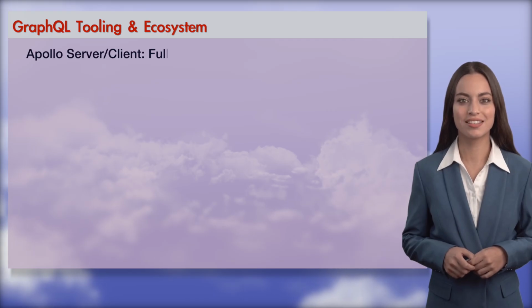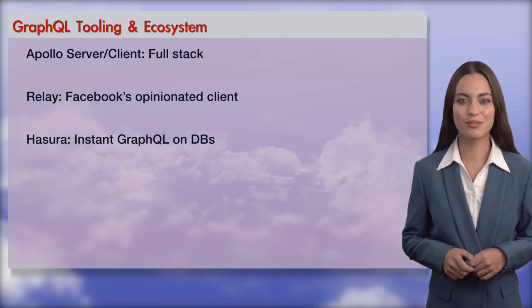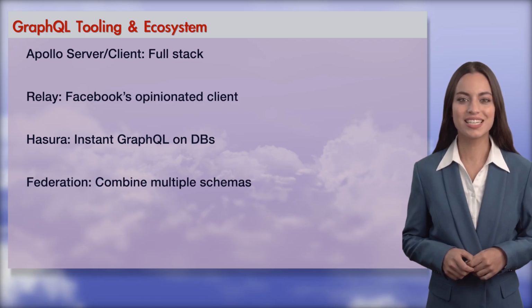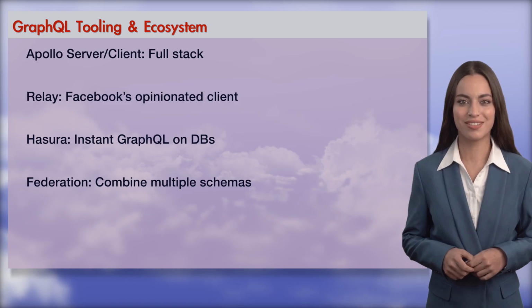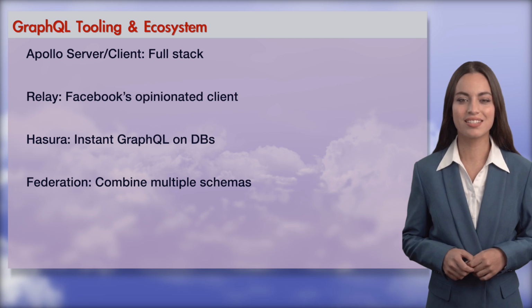GraphQL tooling. Apollo Server, Node.js, and Apollo Client, React, etc., form a popular full stack. Relay is Facebook's opinionated, high-performance client. Hasura instantly turns databases into GraphQL APIs. Federation, Apollo Federation, lets multiple teams maintain independent subschemas that compose into one gateway.